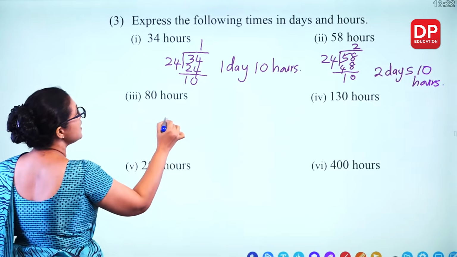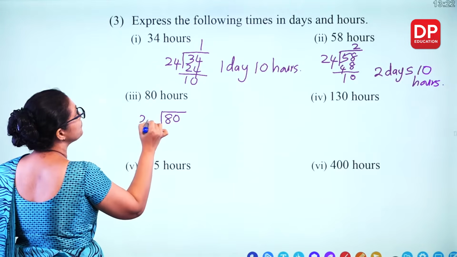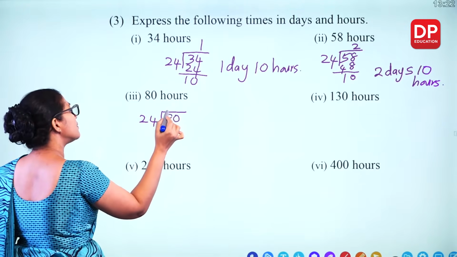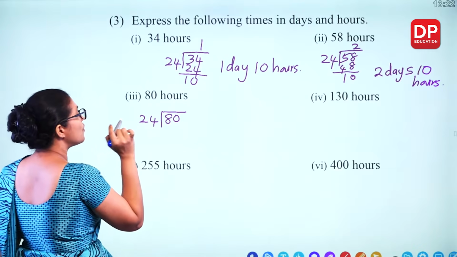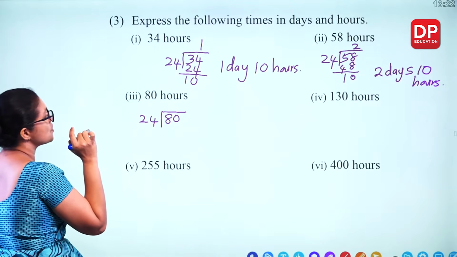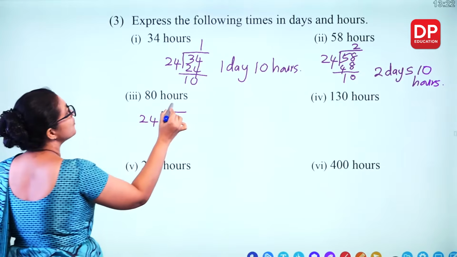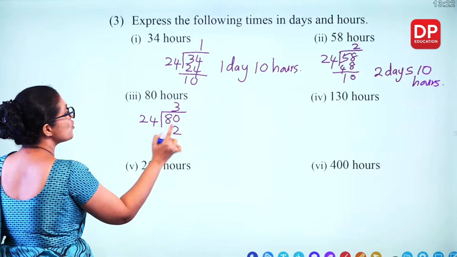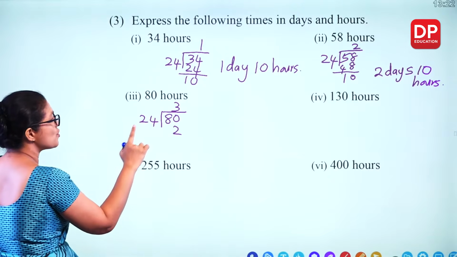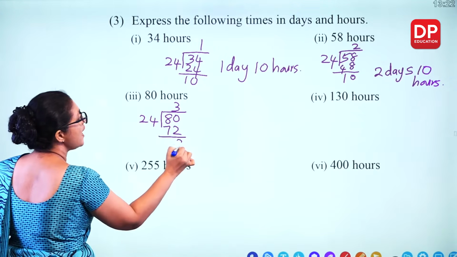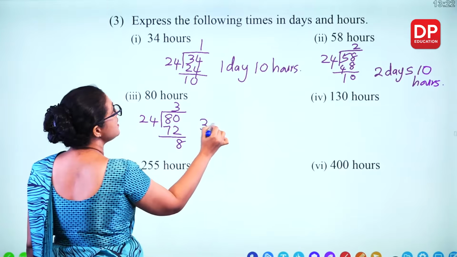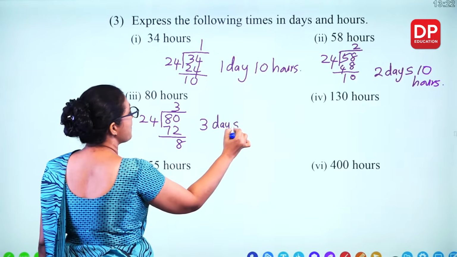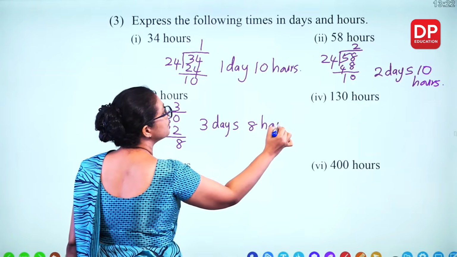80. 80 divided by 24. This is 24 times 3. 3 times 4, 12, 1 remaining. 3 times 2, 6 plus 1, 7. So 8 remaining. 3 days and 8 hours.